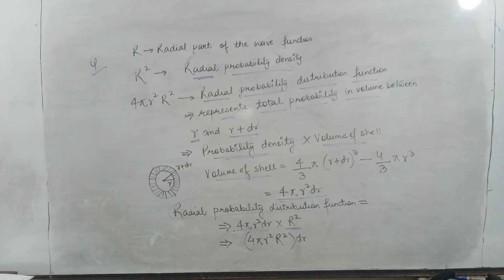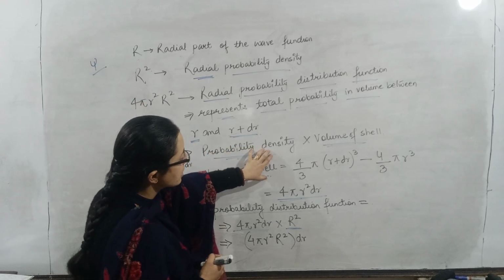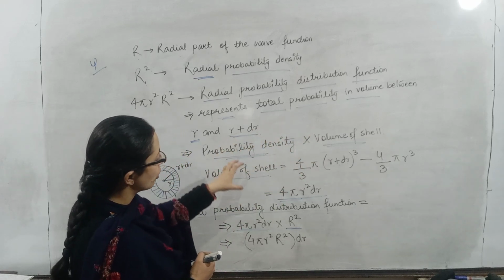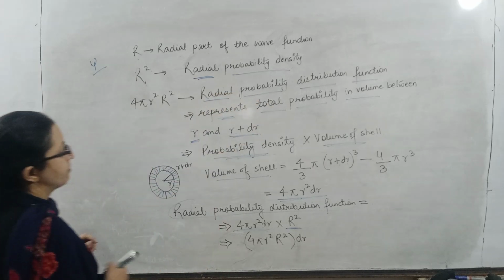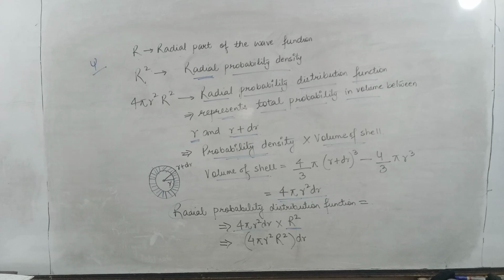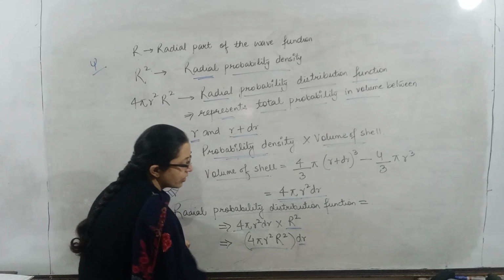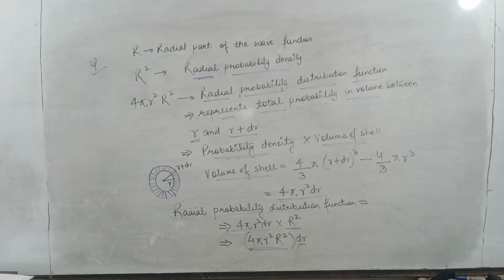Okay, so we have three things. One is the radial part of the wave function, the square of that is the radial probability density, and that radial probability density when multiplied with the volume of the shell gives us the total probability in terms of volume. So that is called the radial probability distribution function, and it is equal to 4 pi r square into dr. dr के बाद neglect भी कर लेते हैं, तो normally 4 pi r square into capital R square.